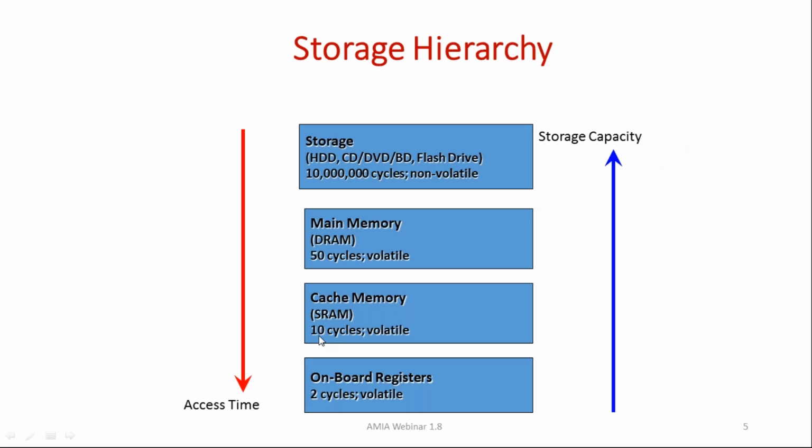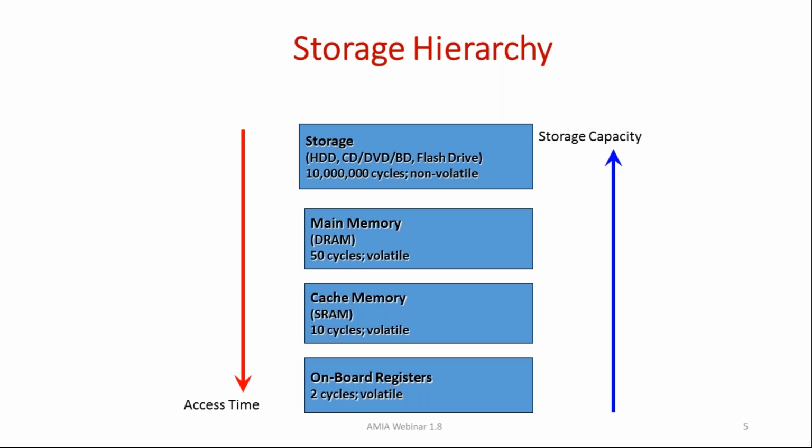It has an access time of about 10 cycles, and it's also volatile, as are the onboard registers. Now, volatile means that the data in it disappears when the power is lost. So this is obviously not useful for long-term storage. But as long as the computer is powered on, the data is stable in this form.